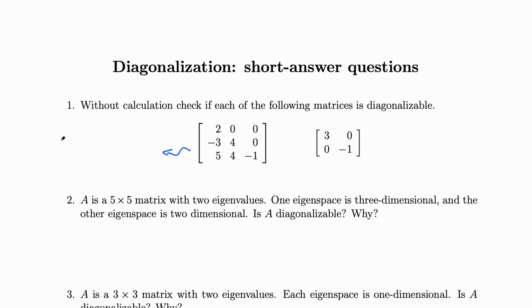then the eigenvalues are what? Just the diagonal elements, 2, 4 and -1. So 3 by 3 matrix, we got 3 distinct eigenvalues. Then by a theorem, yes, this matrix is diagonalizable.